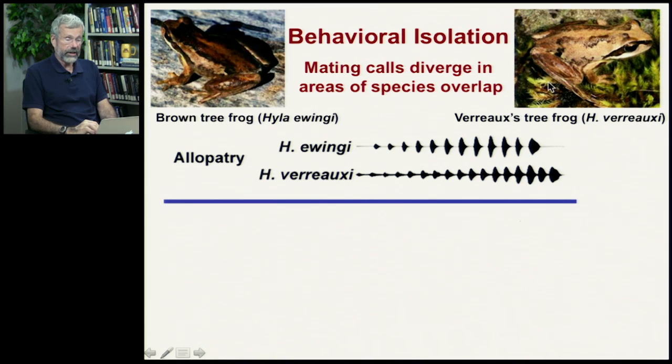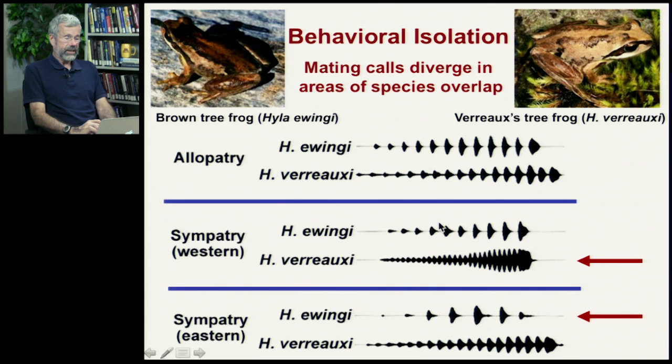With the Vera's tree frog over here, it makes a bit of a pulse of noise, but it doesn't turn off completely, and it gets louder and louder and louder, and it has a longer sequence of noise. And this is a characteristic where they live apart. Now, when they live together, though, what's fascinating here is that one species or the other modifies its call so as to be more distinct, okay?